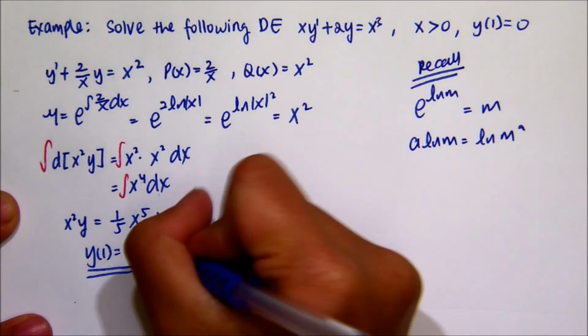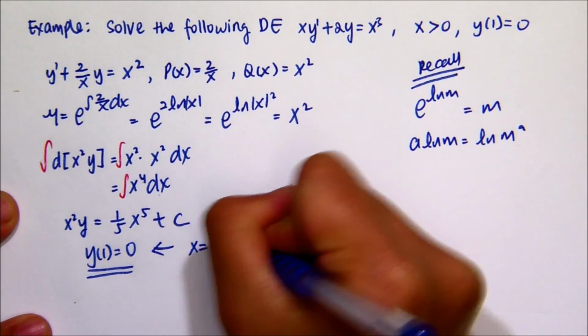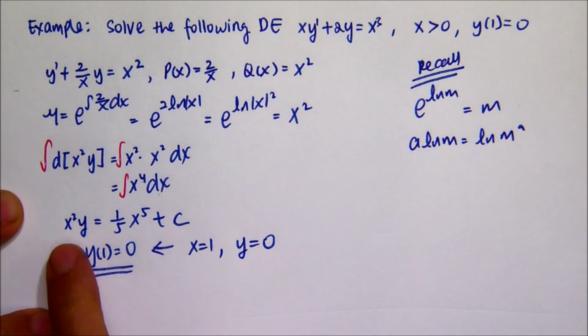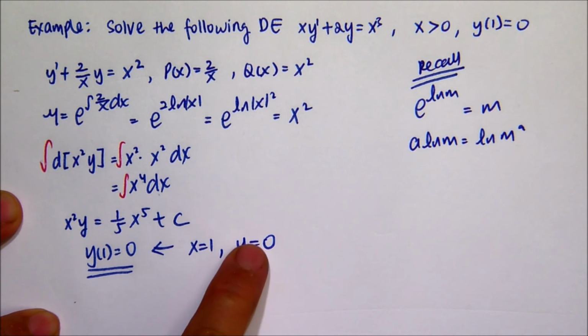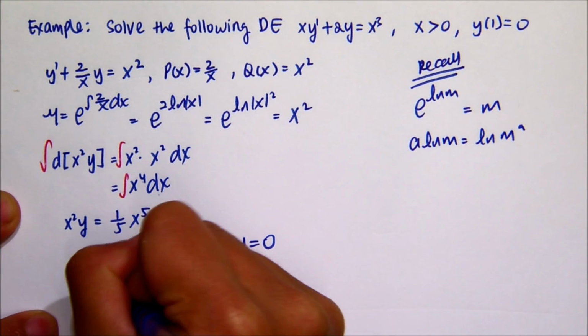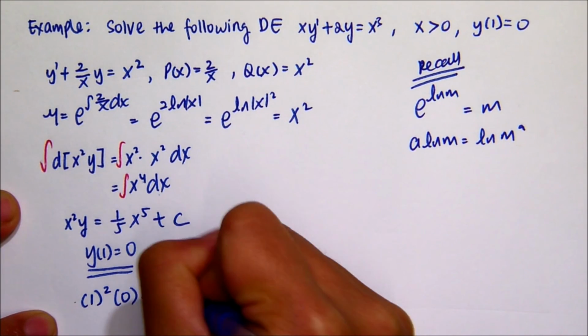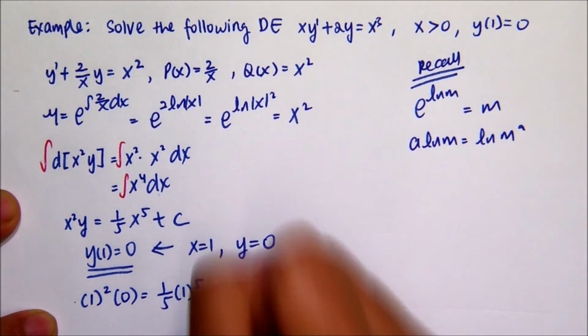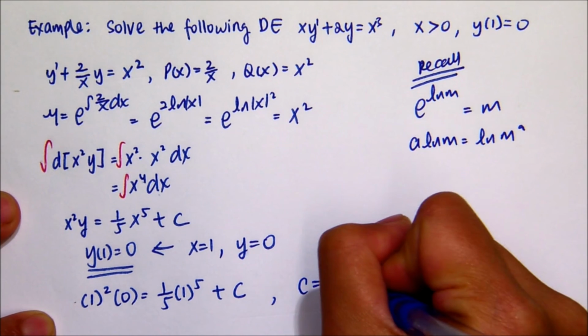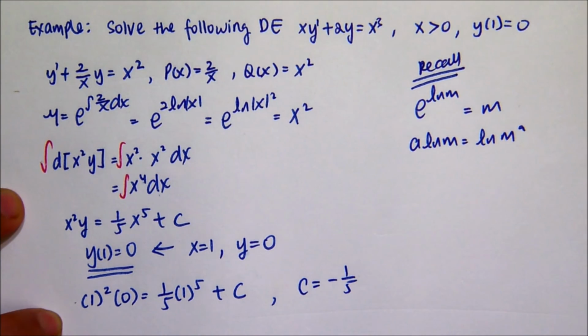So what does this mean? This means that when x is equals to 1, y is equals to 0. Simply substitute all the x in this equation with 1 and substitute y with 0. So what you have is going to be, so from here, solve for c, and c gives you negative 1 over 5.